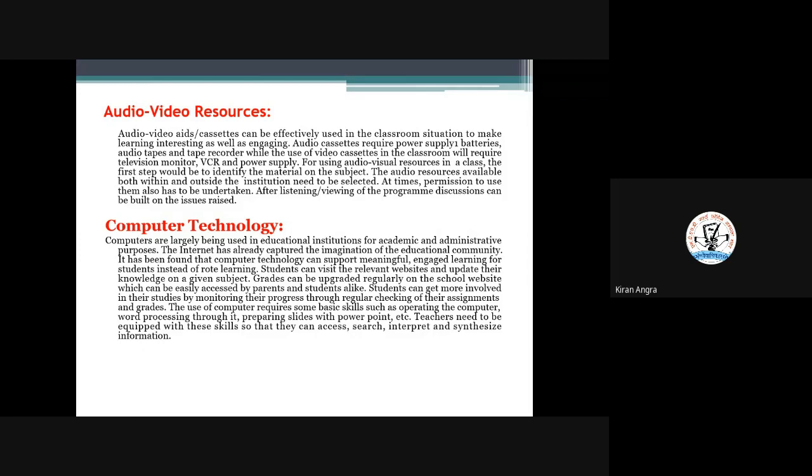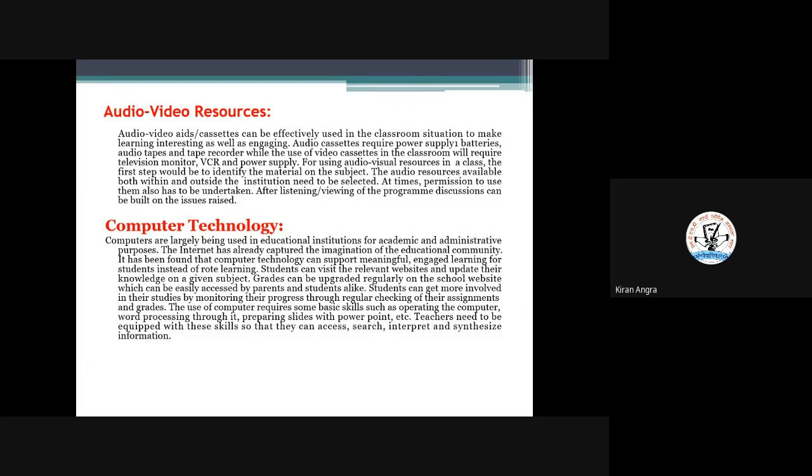The internet is the word which is common to the community and has captured the imagination of the education community. This computer technology, with the help of the internet, makes teaching meaningful, engages the learners instead, and promotes understanding learning rather than rote learning. The relevant websites can help you update your knowledge in a given subject.